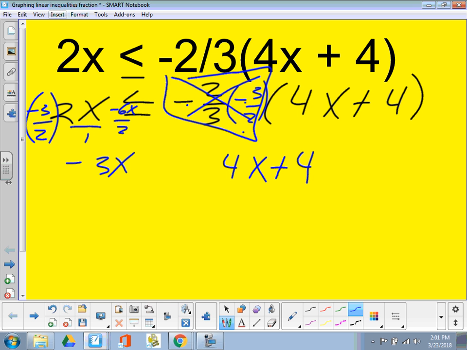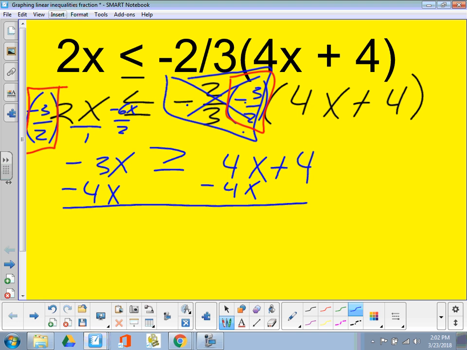Now, here's a mistake that many of you probably made at this point. If you notice, we multiplied by negative 3/2. When we do that, our inequality flips, and we have negative 3x is greater than or equal to 4x plus 4. Well, in algebra, we're trying to get a variable on one side and a number on the other, so I'm going to subtract 4x, subtract 4x. When I do that, I get negative 7x is greater than or equal to 4, as those two cancel.